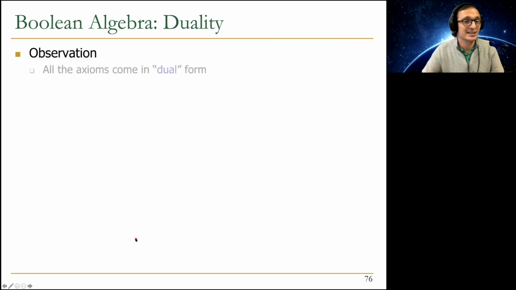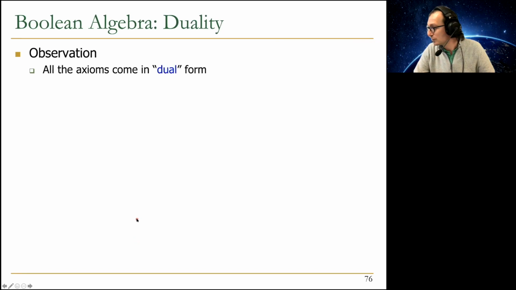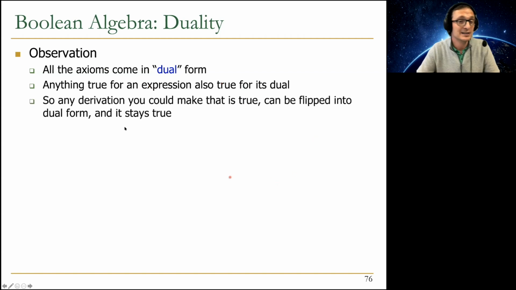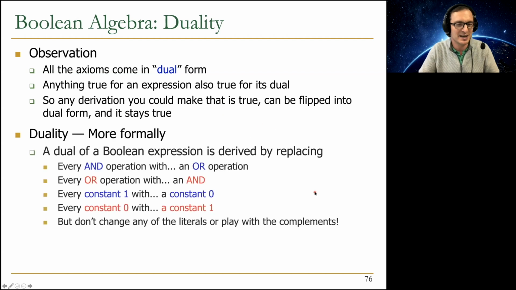Okay, so these are some axioms. Duality is also a very nice property. All of the axioms come in dual form, actually. And anything true for an expression is also true for its dual. You may have seen this duality principle. So any derivation you could make that is true can be flipped into the dual form and it stays true. Let me give you an example, actually. An example is better over here.